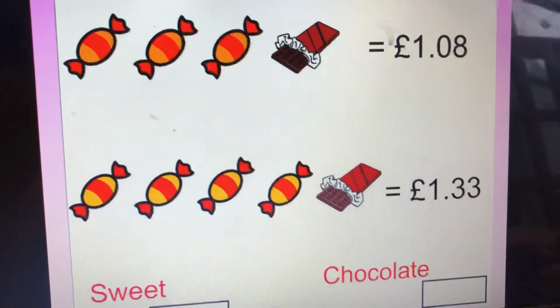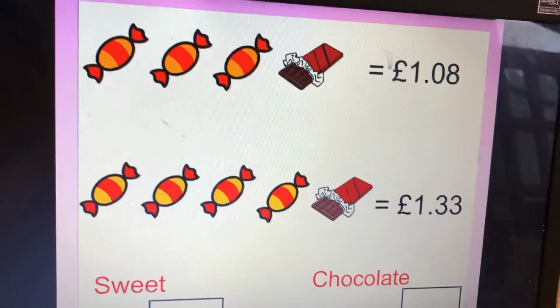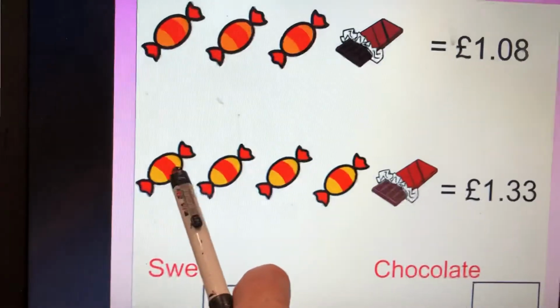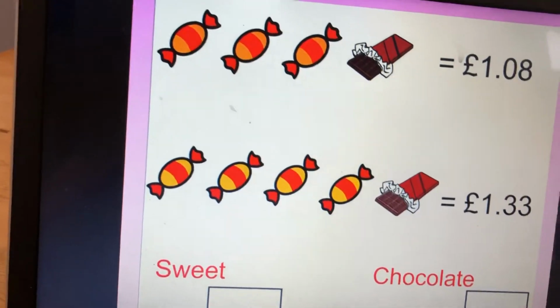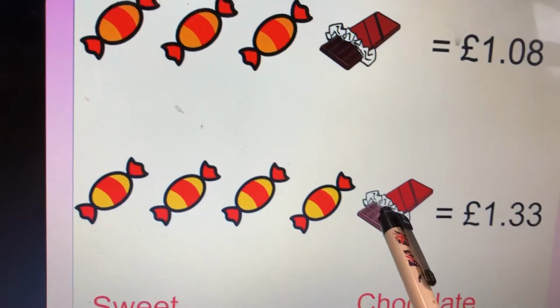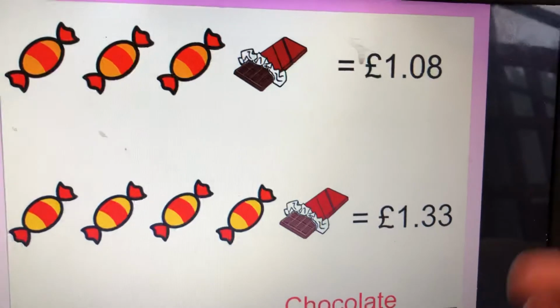Again, I do my check now, and actually I can do that check in my head because I know I've got 25, 25, 25, 25. That makes £1, and I think the chocolate bar is 33p. So £1 and my 33 is £1.33. So I know I must be right.